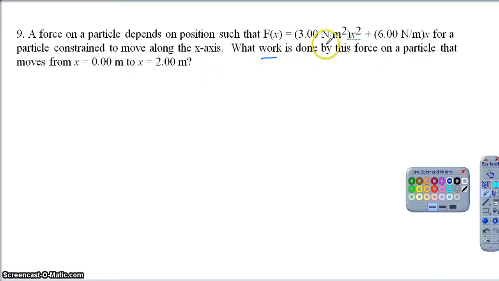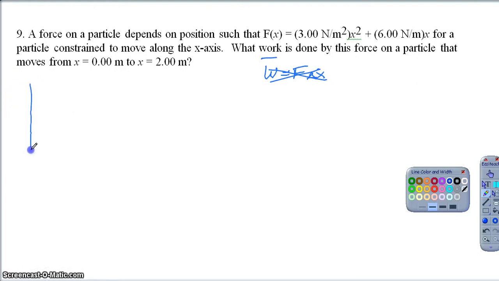Well, the biggest thing we need to realize is because the force varies, because the force is not a constant, I cannot just use force times displacement. I can't just use work equals force times displacement because that only works if it's a constant force. So instead I have to take a different approach.